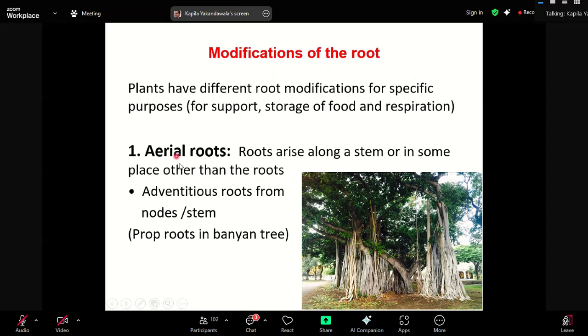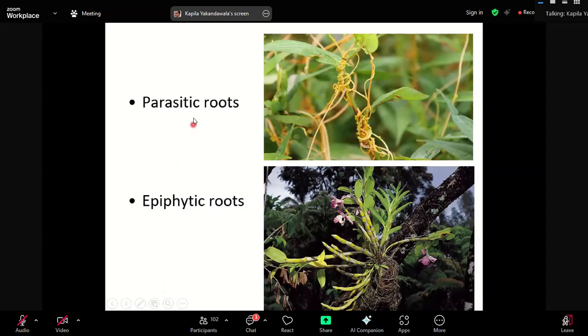So if you look at this example, aerial roots. Roots are long and arise from the stems, and this gives some support. We call them adventitious roots or prop roots. Aerial roots. Then in Cuscuta, roots are parasitic.